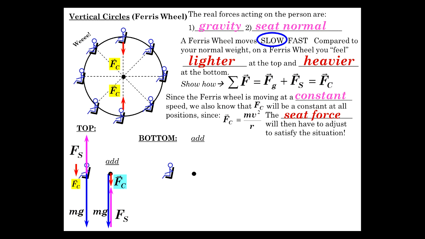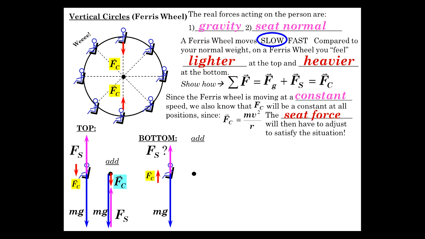Let's see, at the bottom. So what's going on at the bottom? You have Fc being the same thing because you're going the same speed, but it's inward, so it's up. How does that change the vectors? Well, weight isn't changed. It's your weight. What about the support force or seat force? I put a question mark there. Did I draw that correctly?